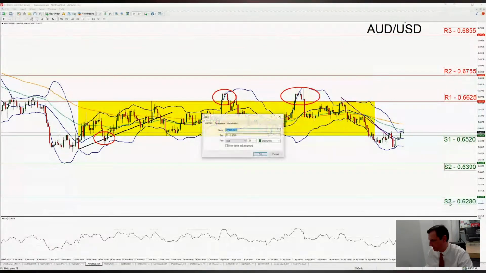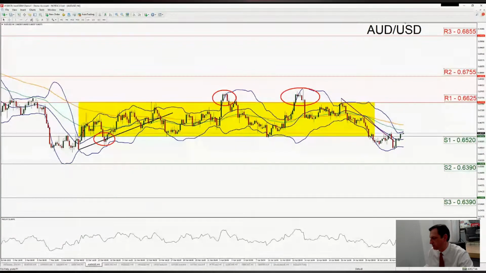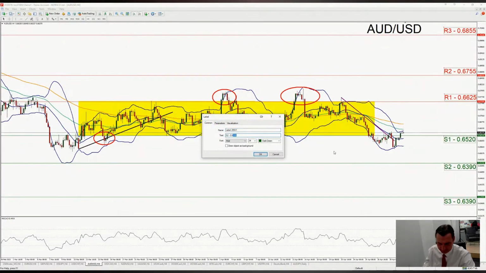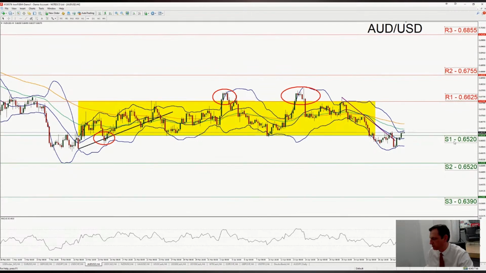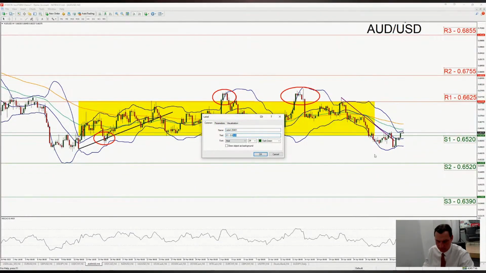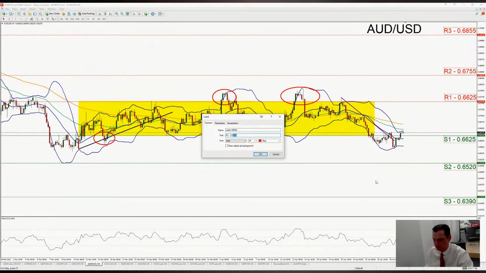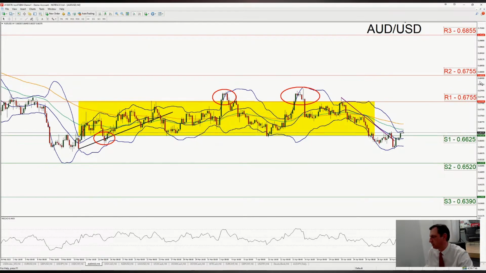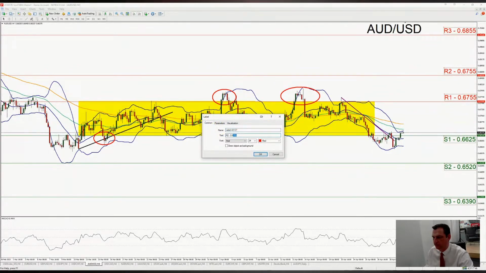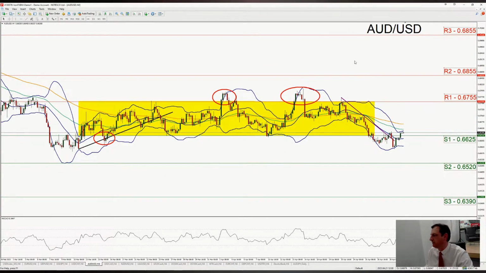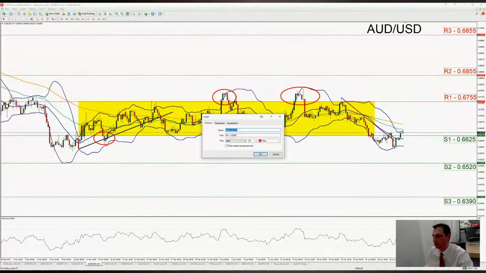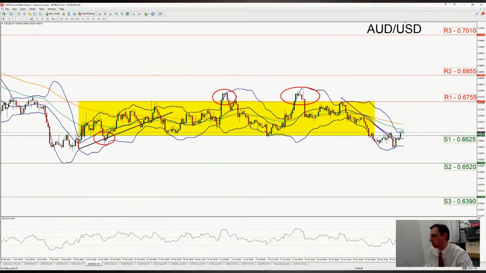Starting with the S3, which is now being placed at 0.6390. The S2 at 0.6520. The S1 at 0.6625. The R1 at 0.6755. The R2 at 0.6855. And the R3 at 0.7010. Locking everything in.